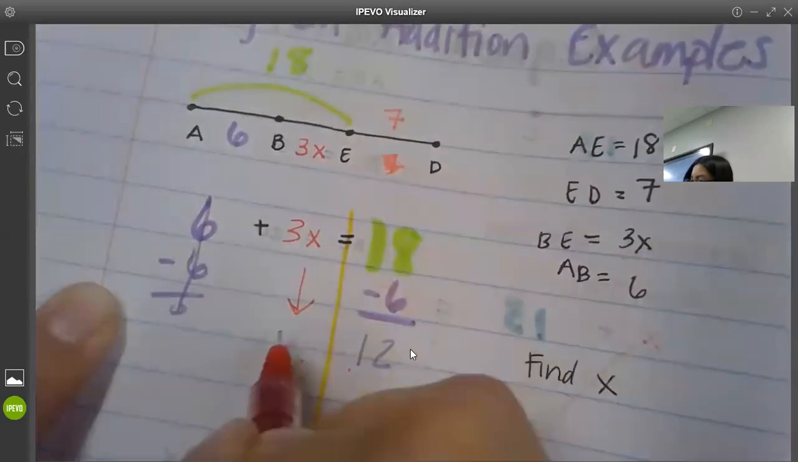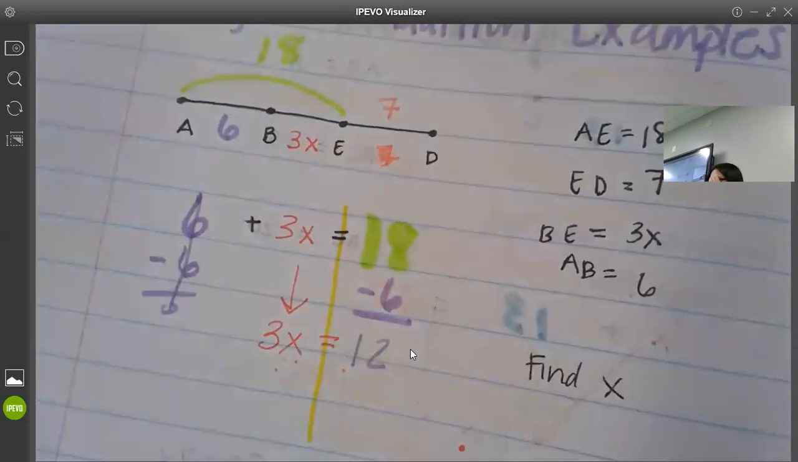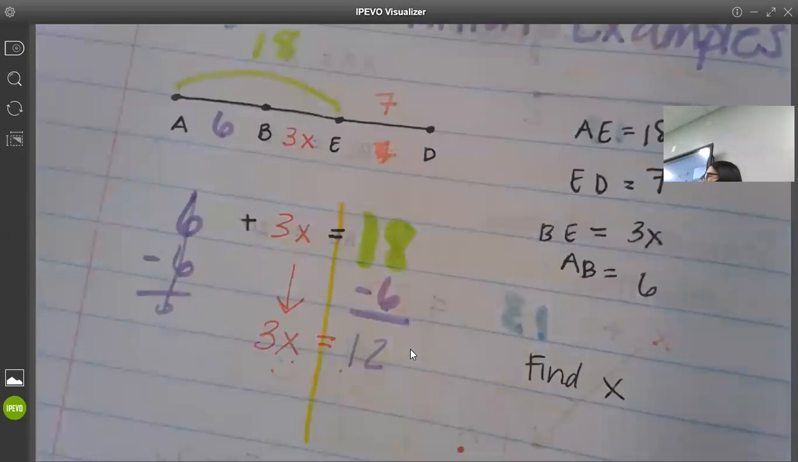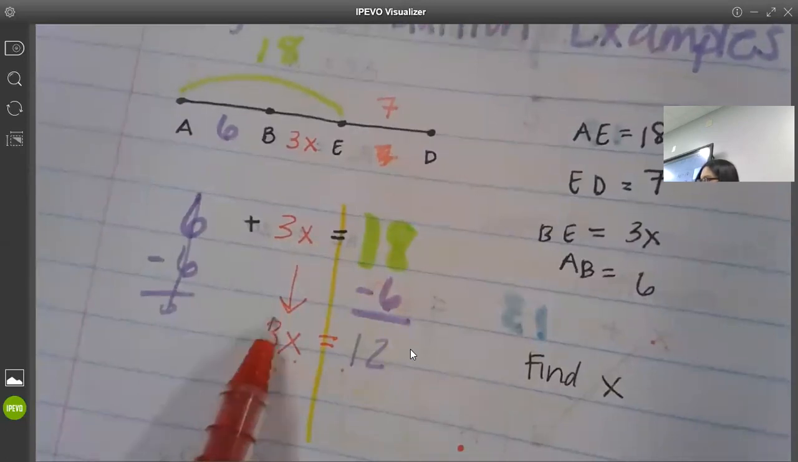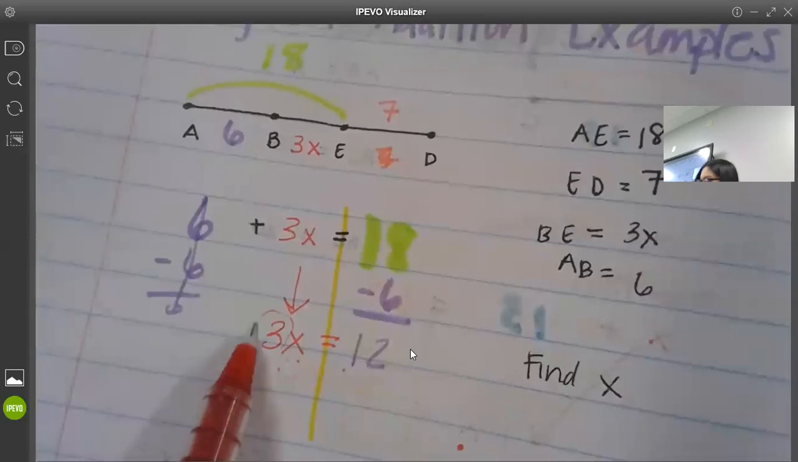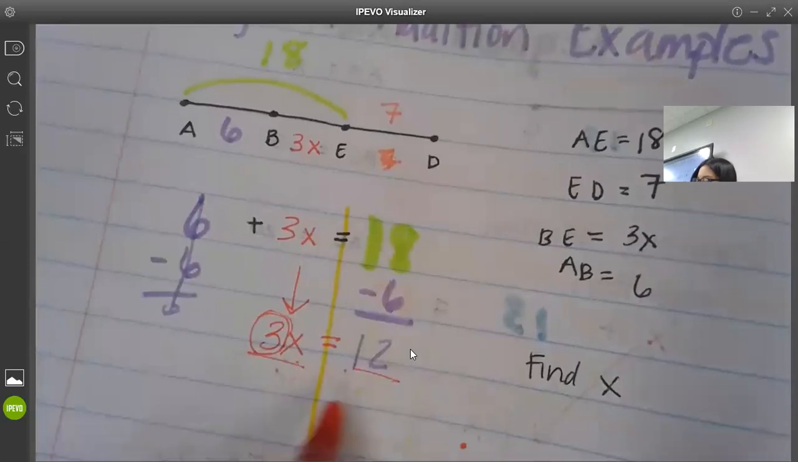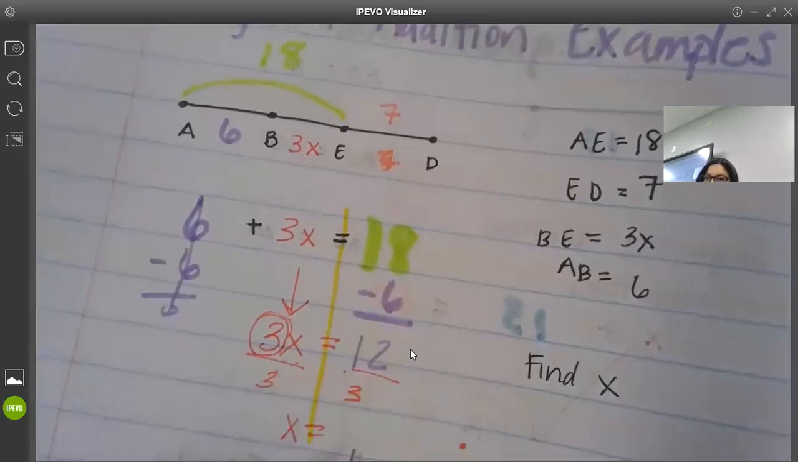All right, then you have 3x. Okay, what's in front of the x, Shirley? Sorry, what's in front of the x? What number? Right here. What number? Yeah, oh, okay, sorry, I didn't hear you. Okay, we're gonna divide everything by three. So 12 divided by three, four.